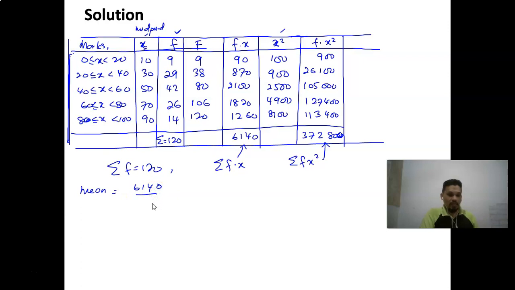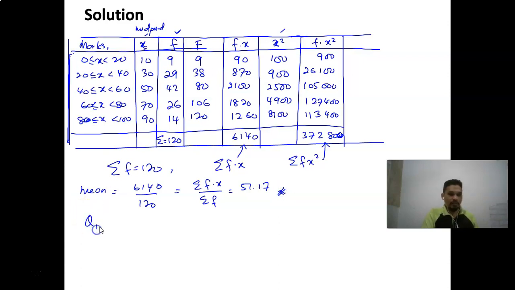Okay, so now the mean equals 6140 divided by 120, or it is the summation of Fx divided by the summation of F. And 6140 divided by 120 is 51.17.